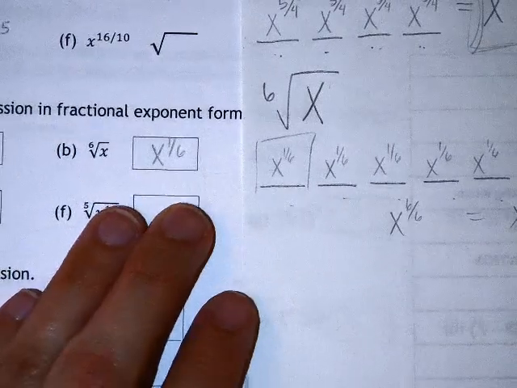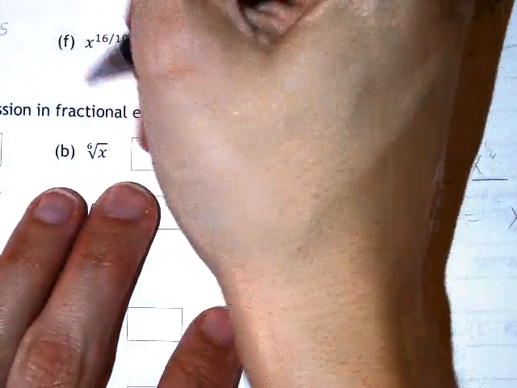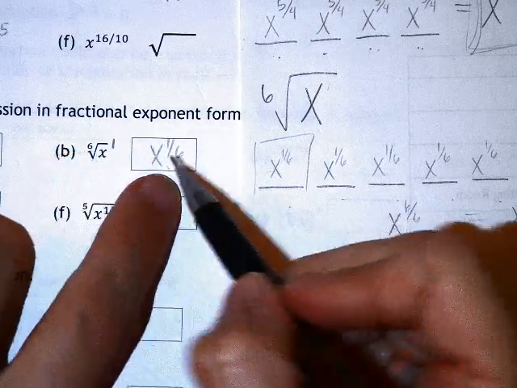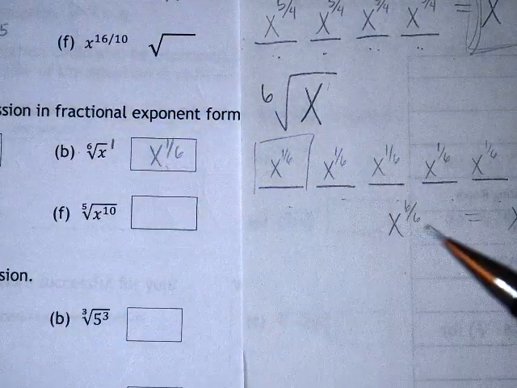And some of you may have figured that out naturally because you would have said, oh, well, there's an invisible power of 1 here on the right, so 1 over 6 is 1/6, and that makes sense, okay?